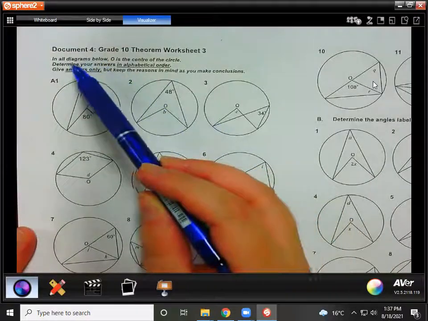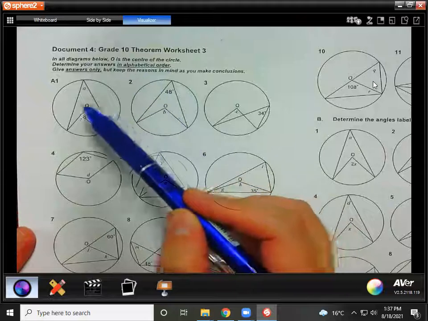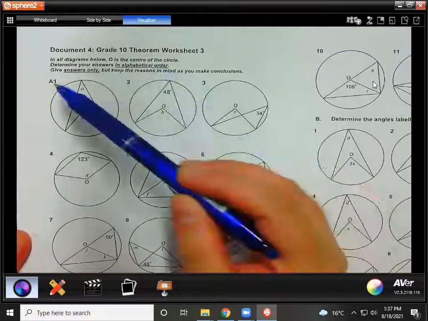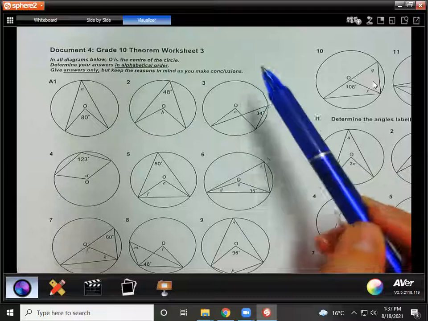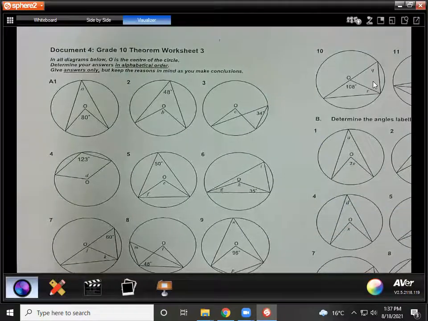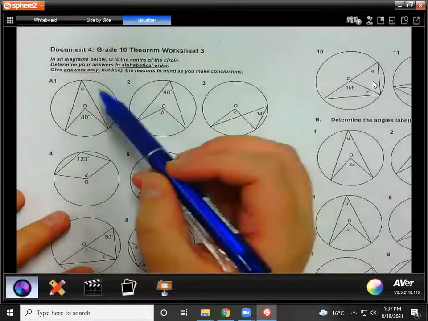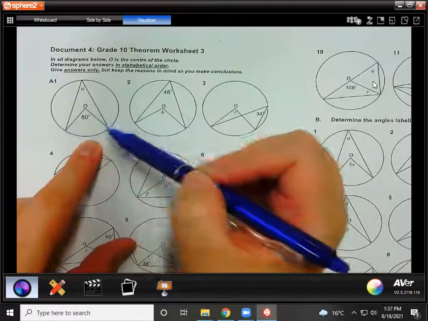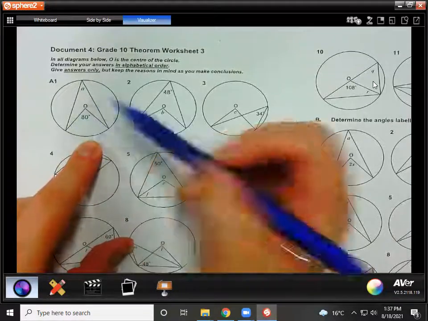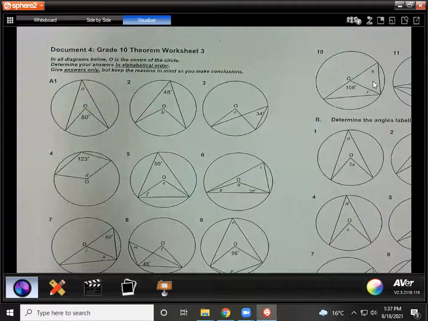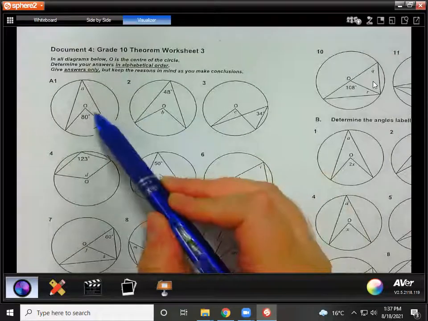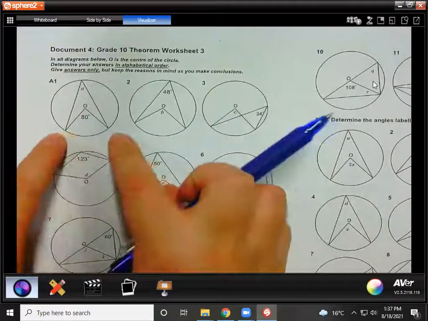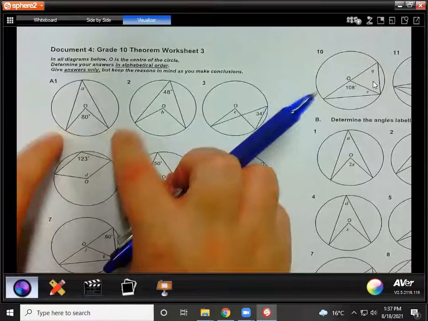Okay, so in the diagrams below, O is the center of each circle here. Determine your answers in alphabetical order, give answers only, but keep the reasons in mind. So we are going to talk about the reasons, but we're not going to write them down. So guys, if we're looking at this 80-degree angle, do we notice that it is an angle that is subtended, that's formed at the center, right? So 80 degrees is the angle that we have at the center. And this 80-degree angle is subtended by this arc.